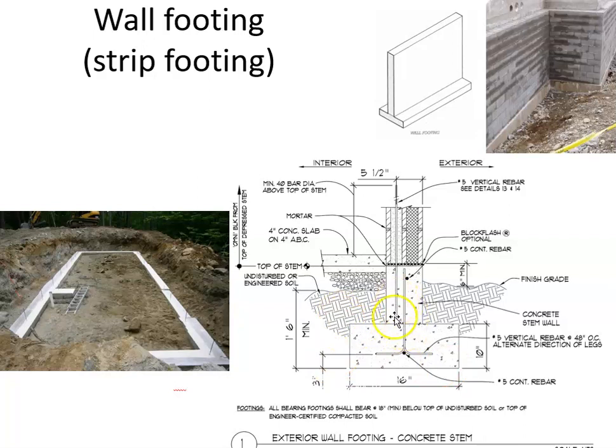So strip footing, rebar, hooks here embedded in the footing. That's what we see here in the picture. They don't belong together, but not coincidentally, I'd still say. And then it comes up, and then there's another concrete stem wall there. And so these two are tied together with that rebar.